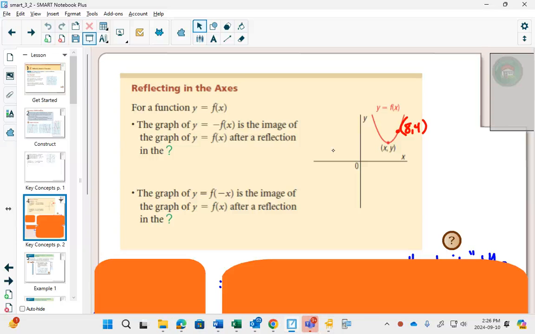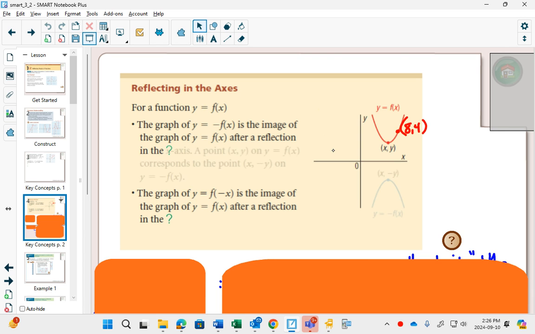What we're going to do is look at things outside the function. And so far outside the function, we've added and subtracted, moved things up and down. We're going to start noticing a pattern that everything that's outside the function affects the graph vertically. The same thing happens here.